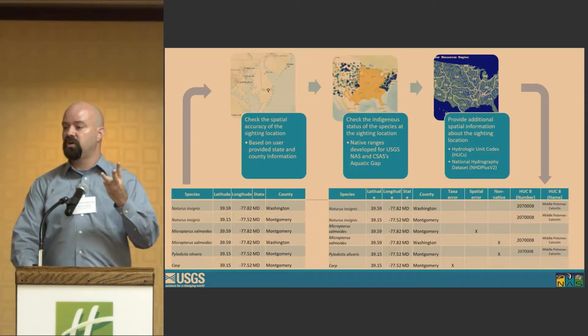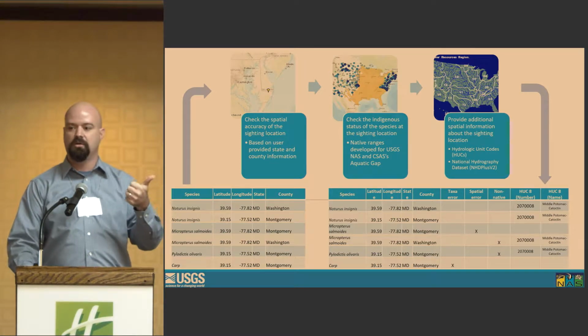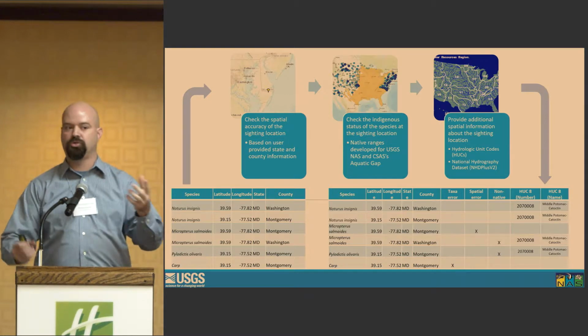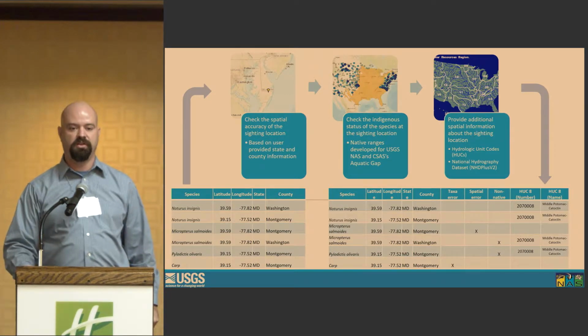And three, if you're interested, we can add additional information since we're already in there. We could tell you the HUC that it's in. We could tell you later on the National Hydrographic Dataset location it is. Those are stream names and locations. And then we'll provide you back with a CSV of all this information.